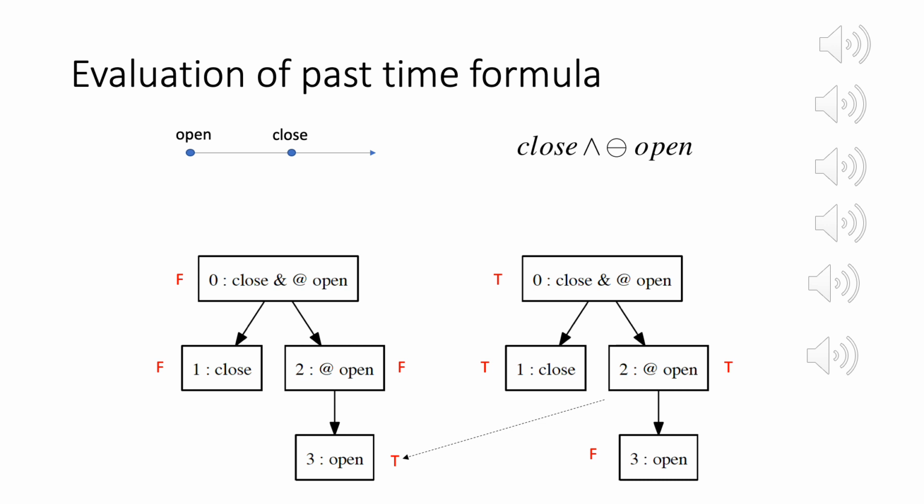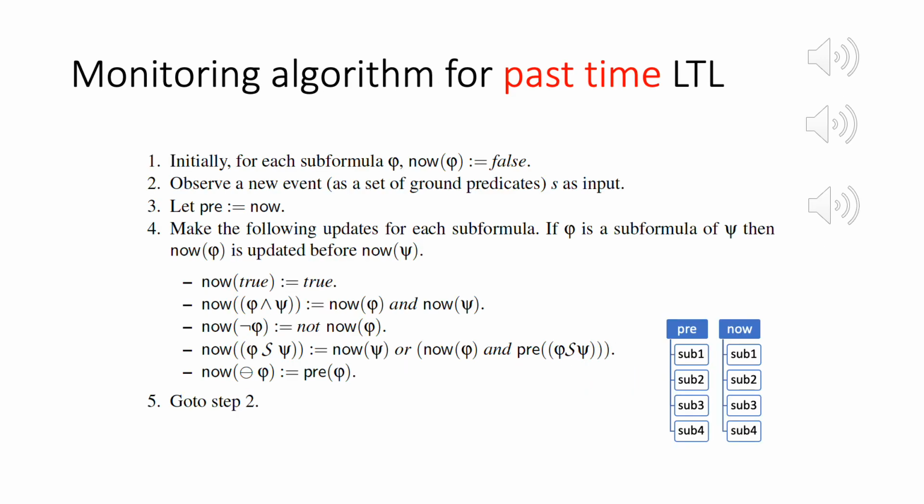As we see later, we use the same algorithm for the first order case, but storing BDDs in the nodes instead of the Booleans. The BDDs represent sets of assignments of the variables occurring free in the subformulas. The monitoring algorithm is here shown. It works on two arrays, pre and now, indexed by the numbers assigned to the subformulas.